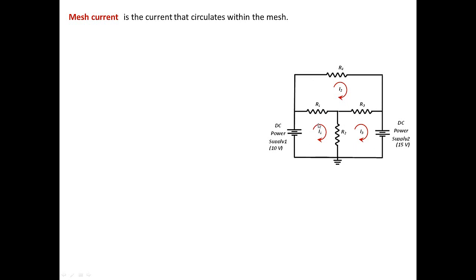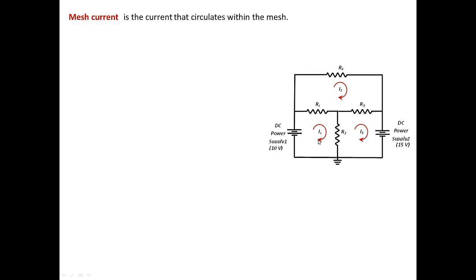So the mesh current is the current that circulates within the mesh. If you look, for example, at mesh number 1, this is the current that circulates within this mesh. For mesh number 2, this is the current that circulates within mesh 2. And we're going to have a current that circulates within mesh 3, which is I3. My convention is to use the direction of the mesh current to be clockwise, the same direction as the clock.